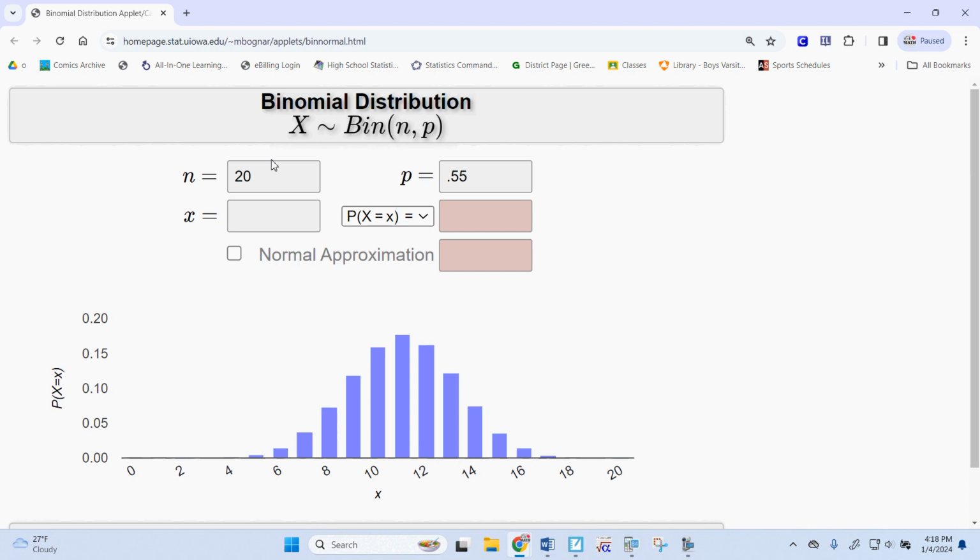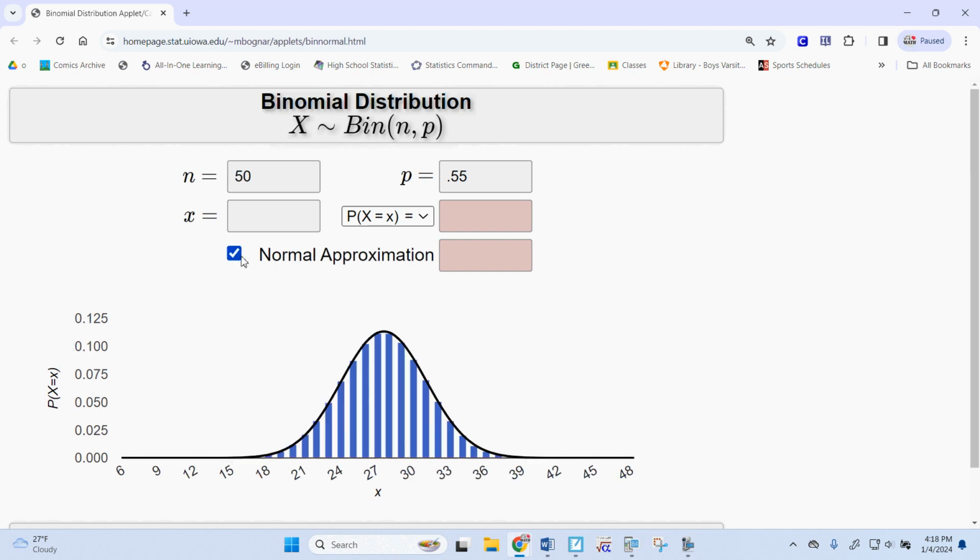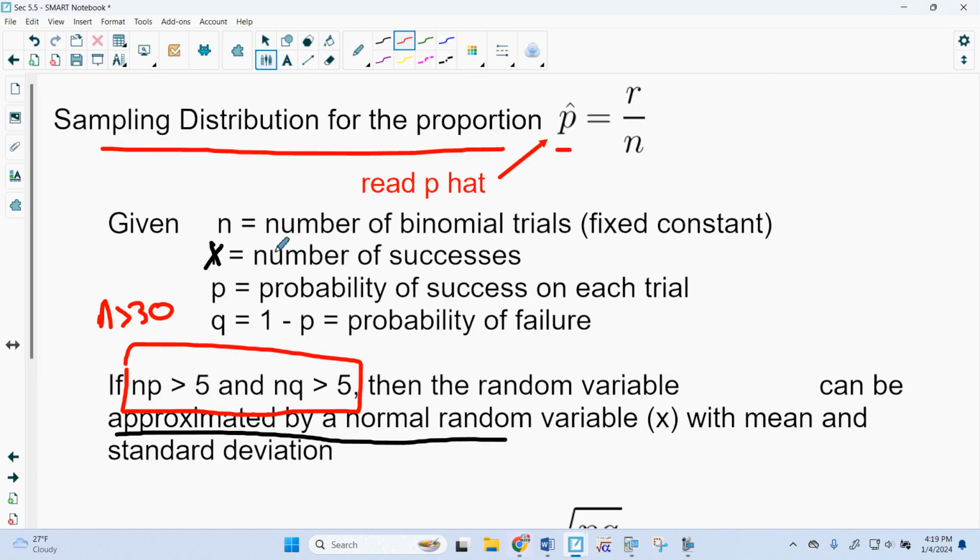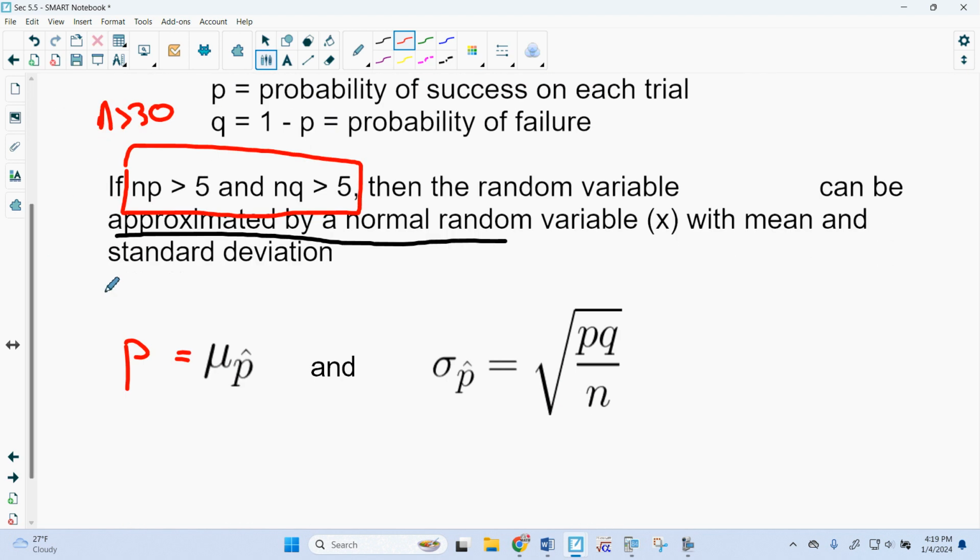Now, when I put in 50, which I intentionally did, and click normal, now we have a large enough sample size, np and nq are bigger than 5, and we're going to be able to approximate it with normal. Now, to approximate it with normal, we need to find our mean and standard deviation. So the mean of our p hat distribution is just equal to p, and sigma of the p hat distribution is equal to the square root of pq over n.